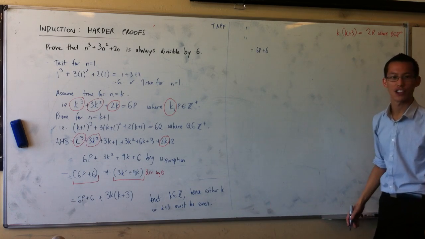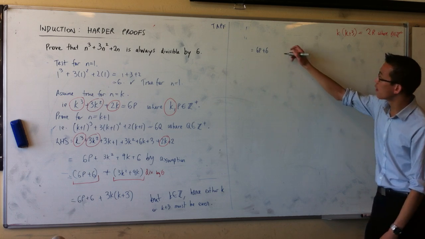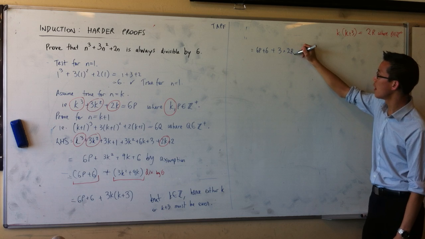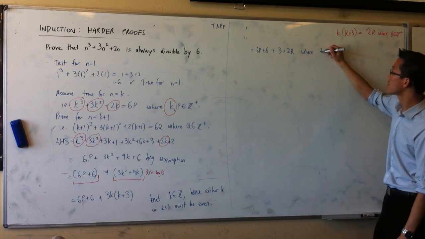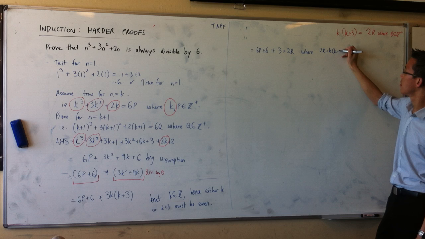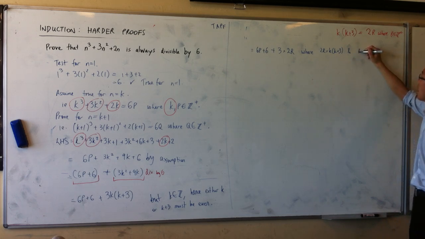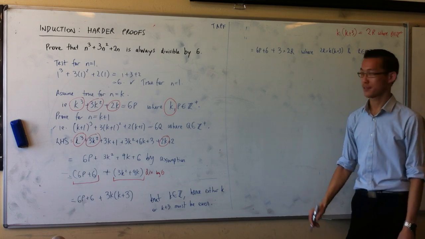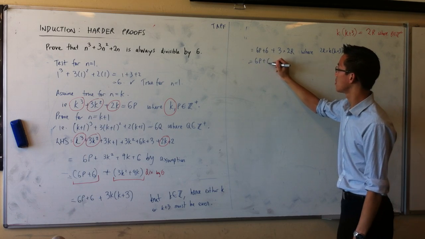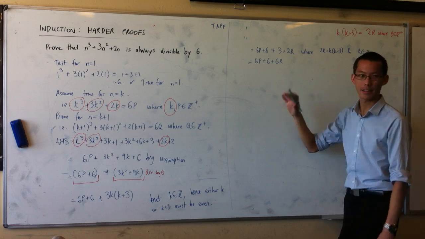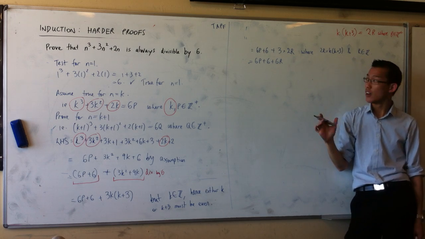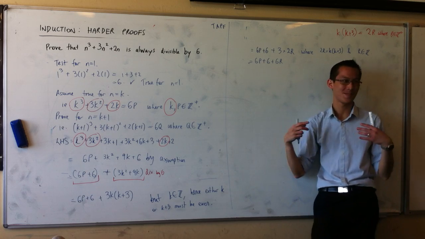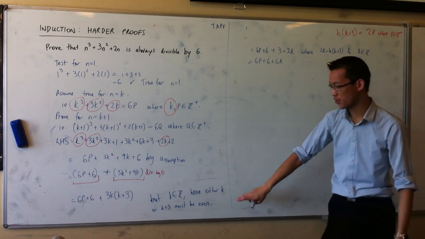See, induction's all about logic. So therefore, I'm going to say it's plus 3 times 2r, where 2r is equal to that, and r is an integer. And now I have my 6. 6p plus 6 plus 6r, and I think you can probably take it from there. So it's a weird question because you have to think about it. It doesn't just follow the nice 4 steps. You've got to use your brain for it.